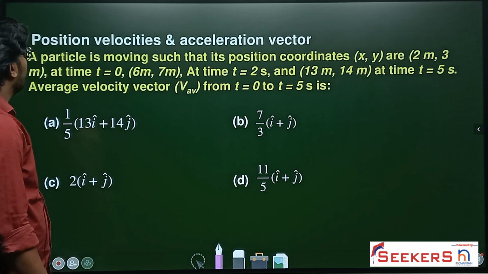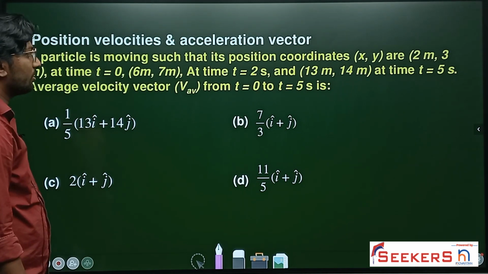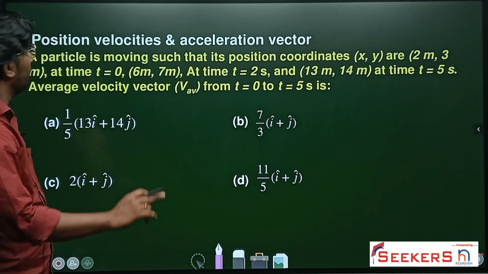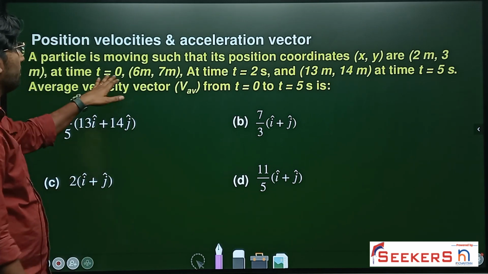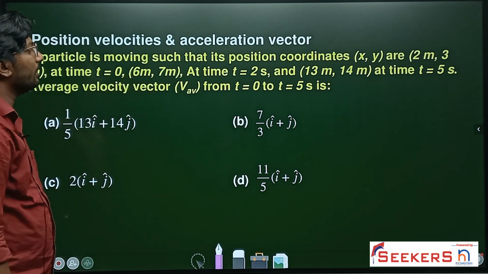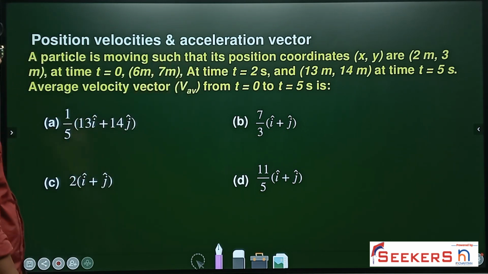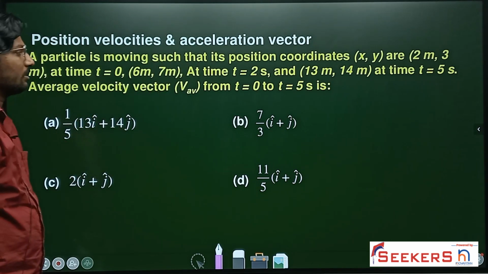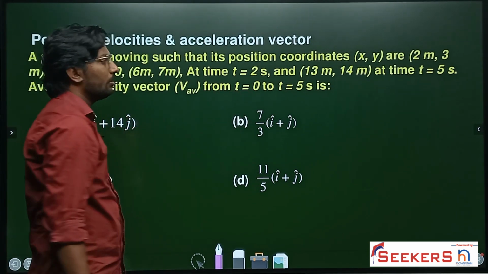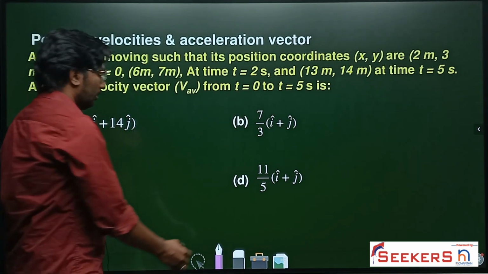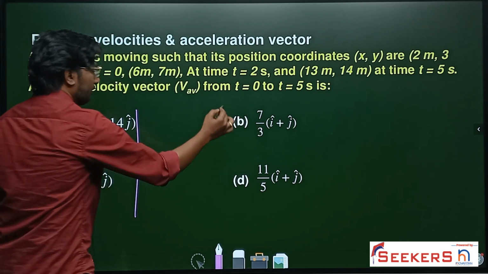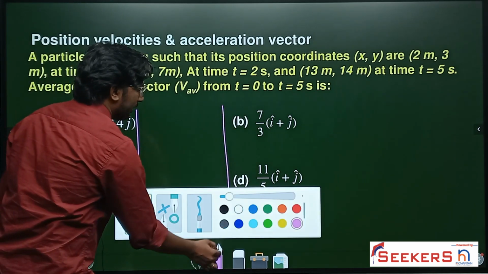Let's see the question. A particle is moving such that its position coordinates are (2, 3) at time t equal to 0, (6, 7) at time t equal to 2 seconds, and (13, 14) at 5 seconds. Average velocity vector is between what time frames? 0 to 5 seconds. So to understand this question, first we need to know how to write the velocity vector.